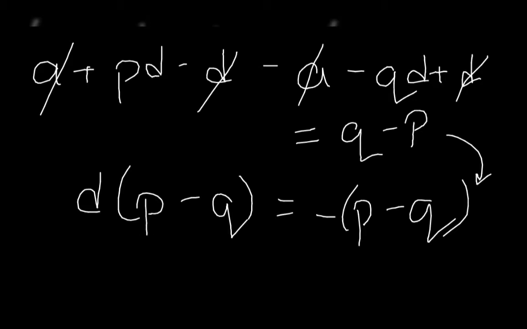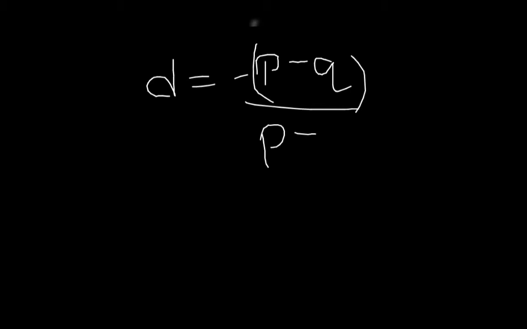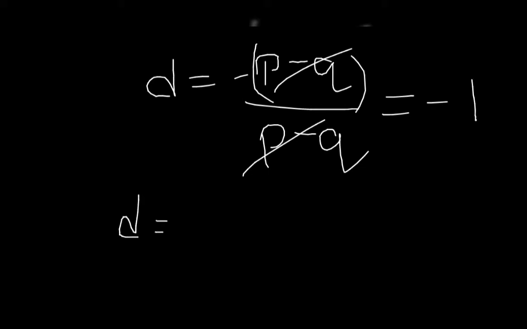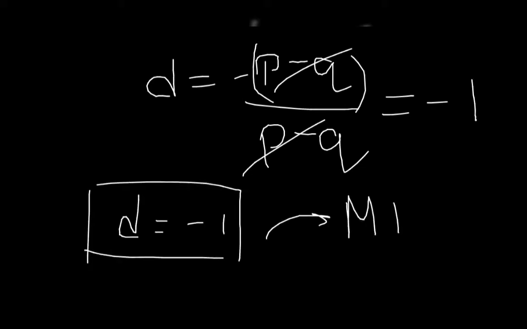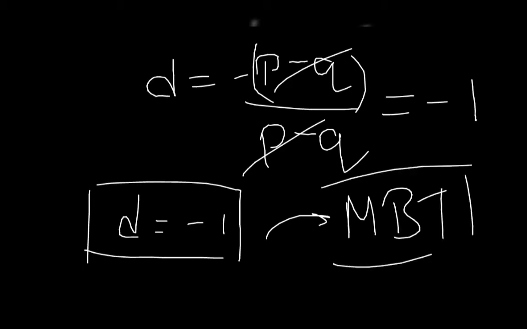This was a crucial step. Okay, now I can say D is nothing but (P minus Q) divided by minus (P minus Q). It becomes minus 1. So D is equal to minus 1. This was my first major breakthrough, which I had to do to complete the sum.